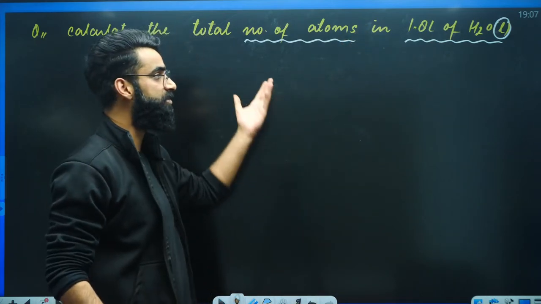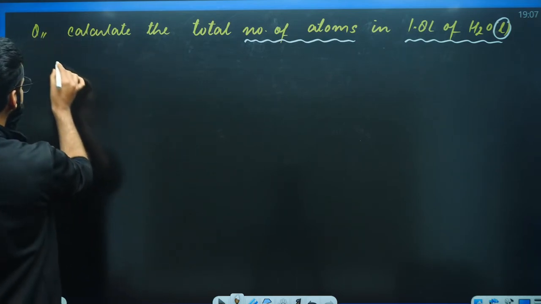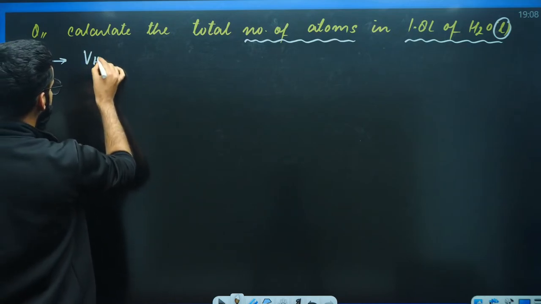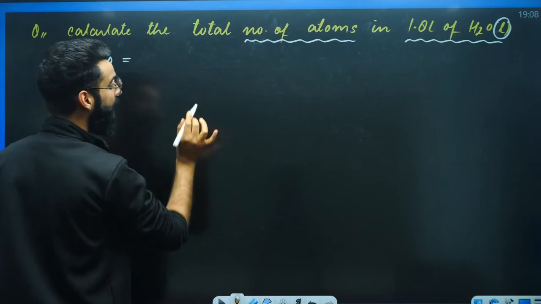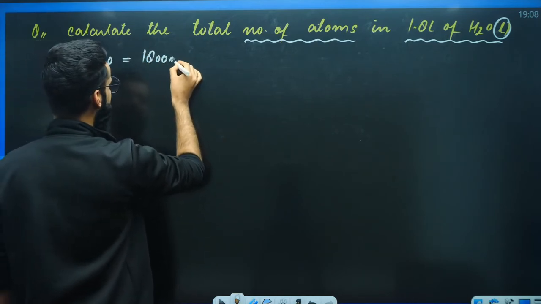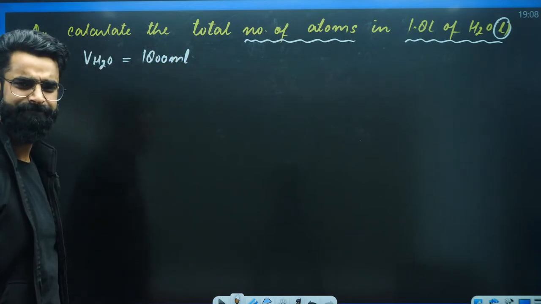Now, how exactly will you solve this question? Have a look, people. First of all, we are given the volume of the water. The volume of the water, as per the question, is 1.8 liters. That means we are given 1800 milliliters of H2O liquid, right?